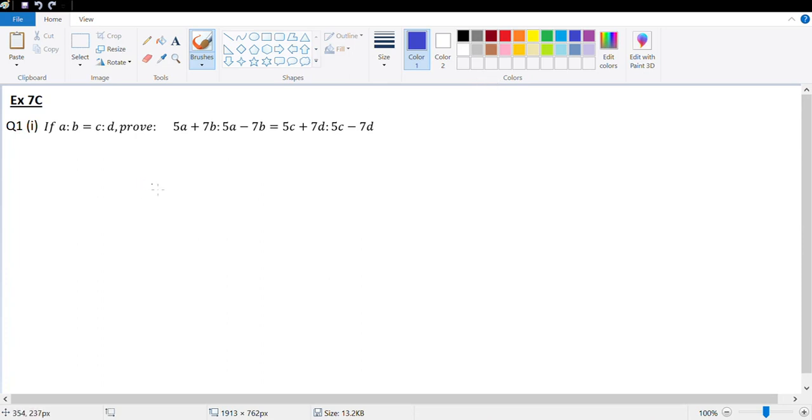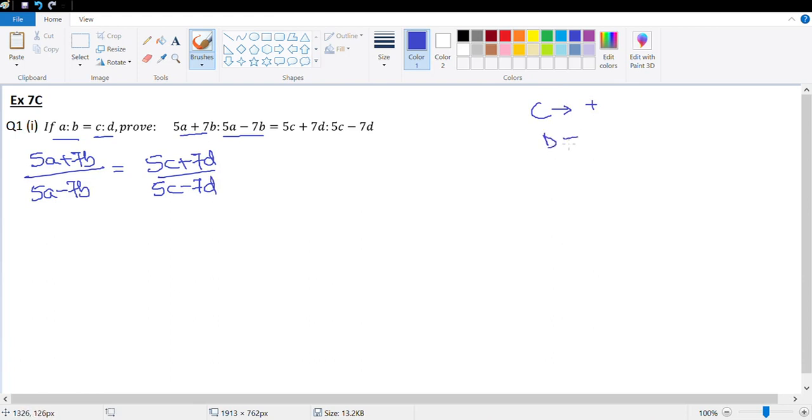First question is, if A is to B is equal to C is to D, prove 5A plus 7B upon 5A minus 7B. I notice that this is in the form of adding something to the numerator and subtracting the same thing from the denominator. That's what we need to prove, which means I think we will have to use componendo and dividendo because it is adding and subtracting at the same time. I hope you remember componendo was adding, dividendo was subtracting, and componendo and dividendo was adding in the numerator, subtracting in the denominator. Perfect. So now let's see how we can go ahead with such a question.